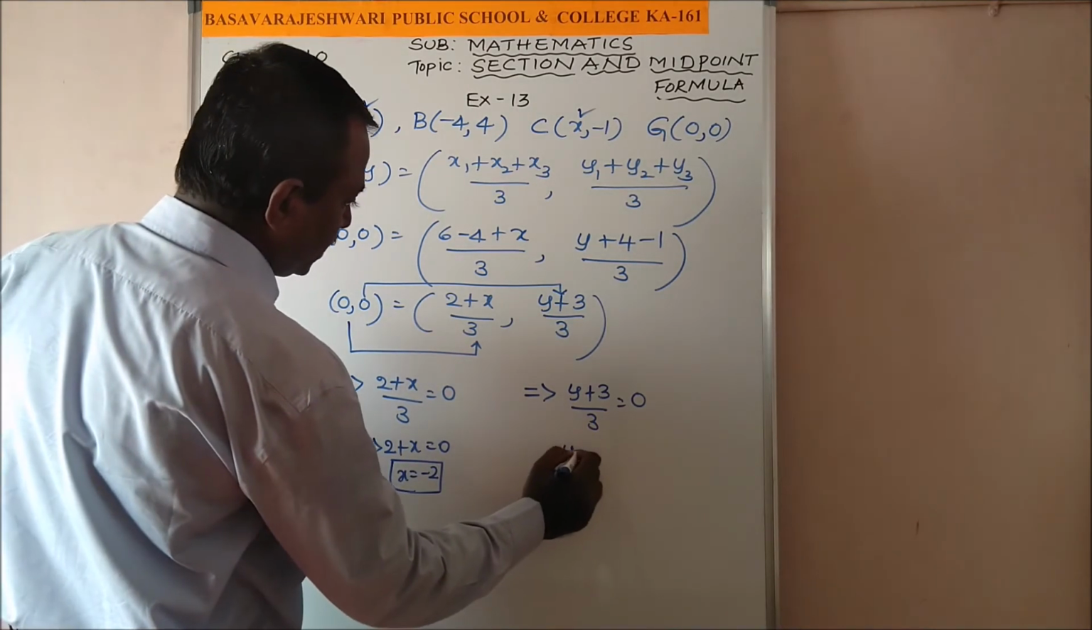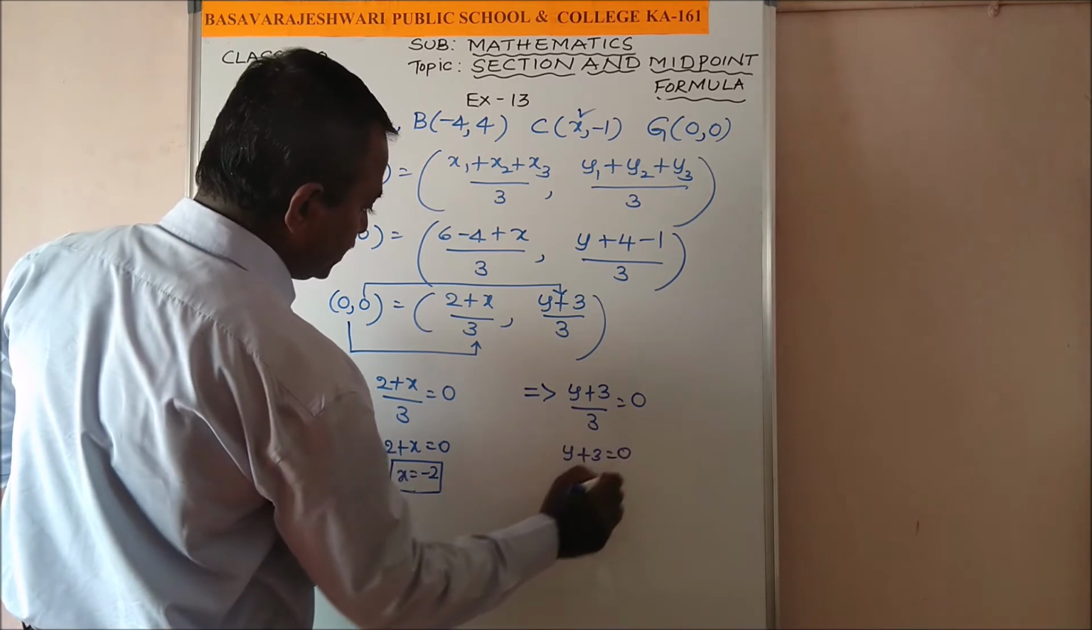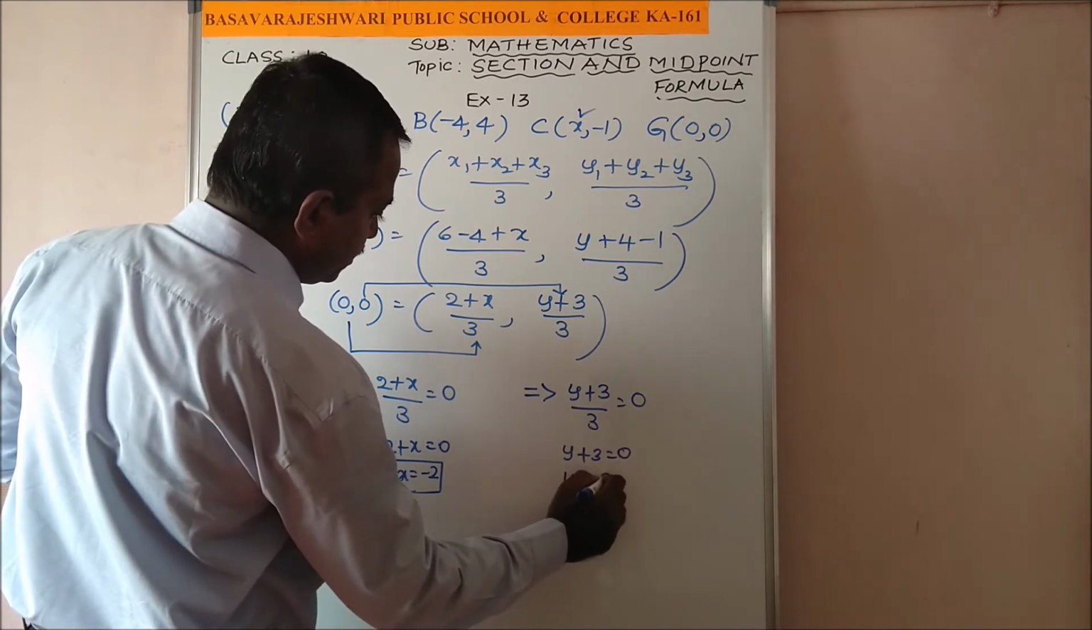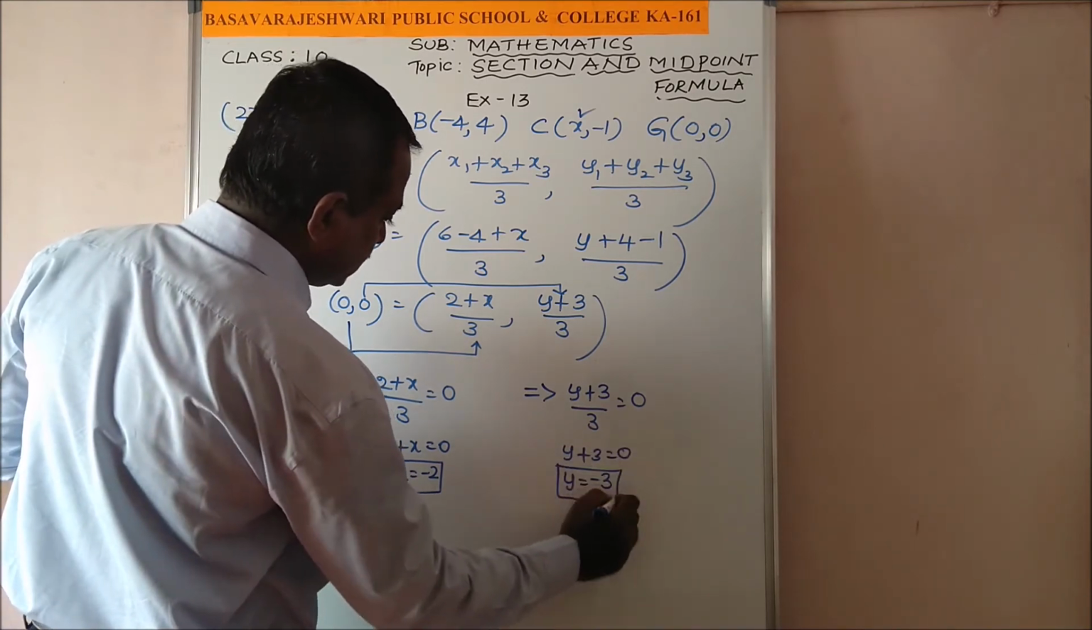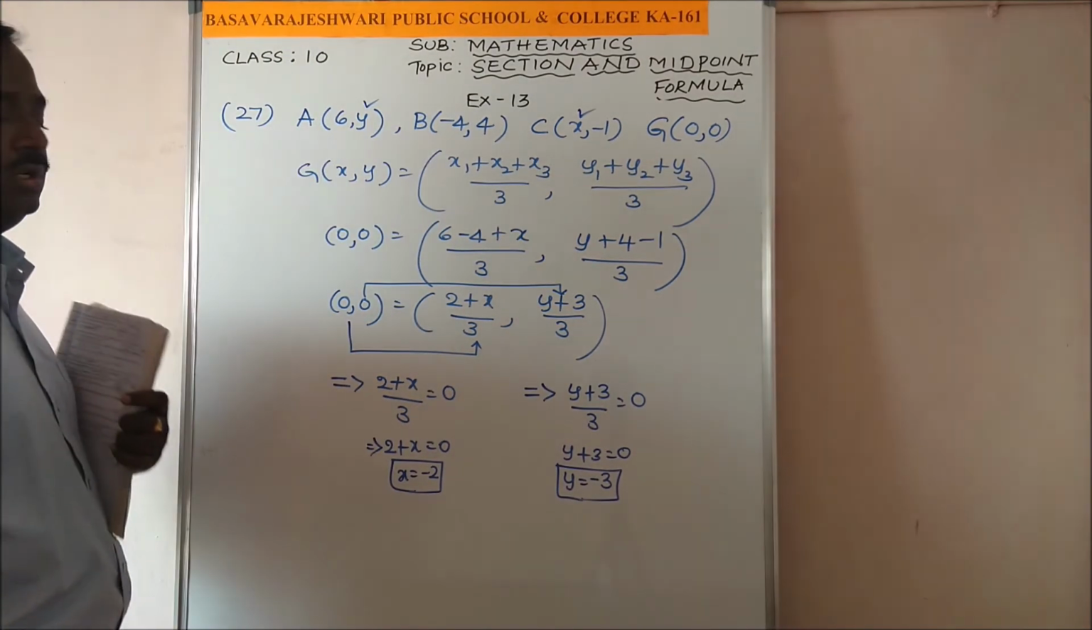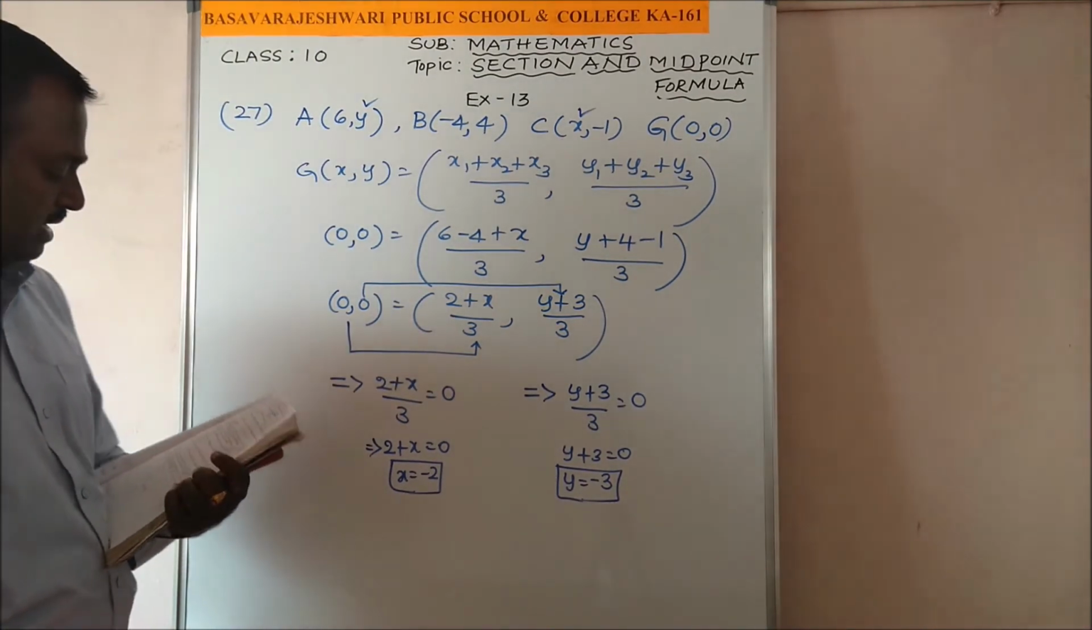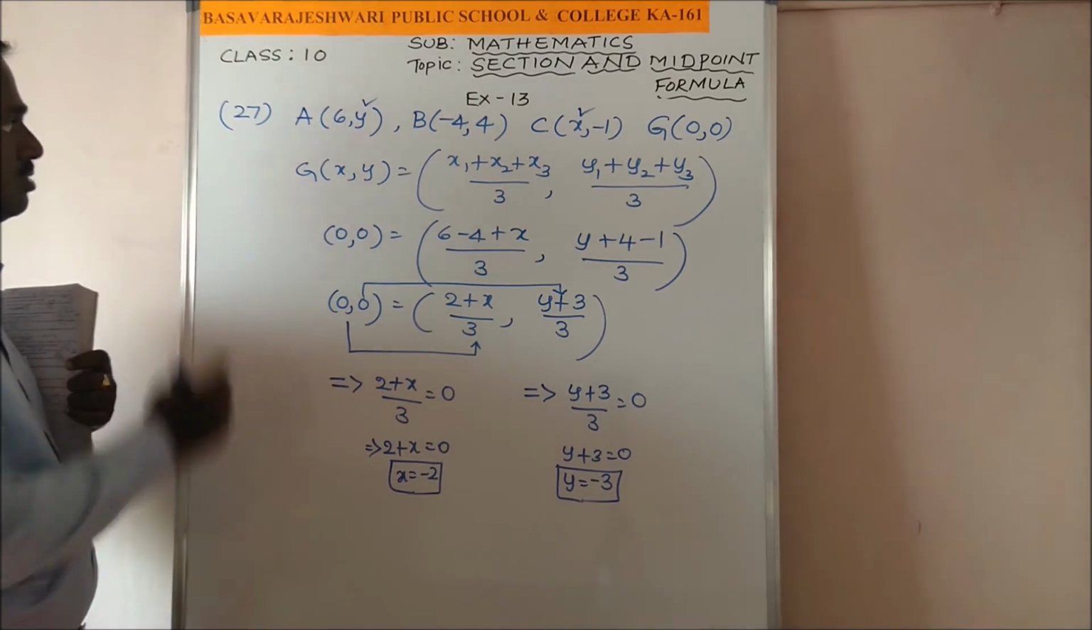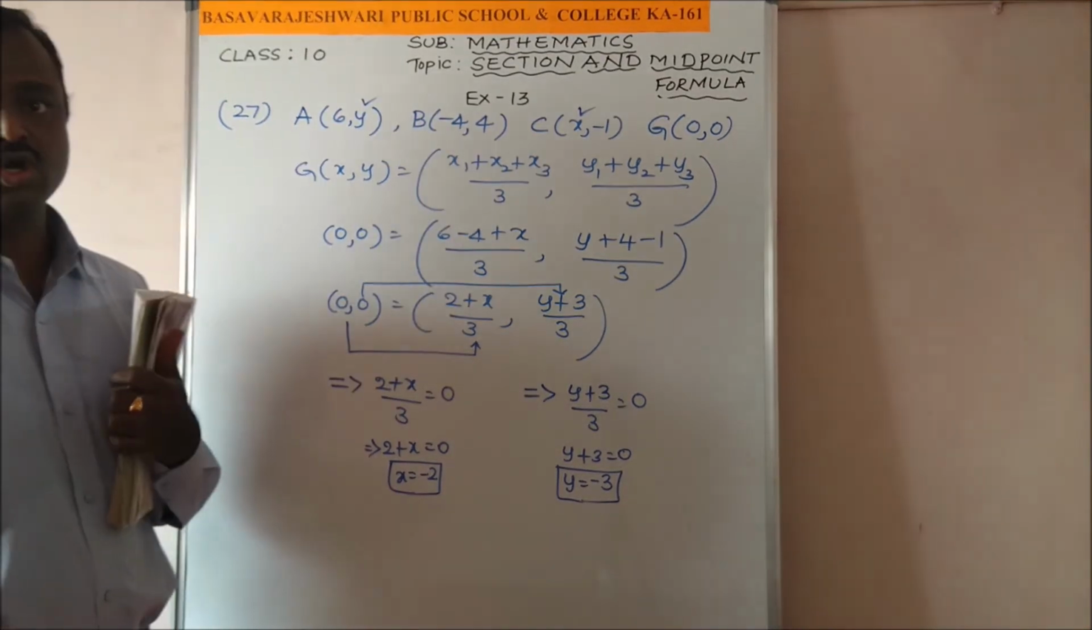Here also if you cross multiply, you will get y plus 3 is equal to 0, or y is equal to minus 3. So x is equal to minus 2, y is equal to minus 3. That is the answer for this question 27. So note down this sum.